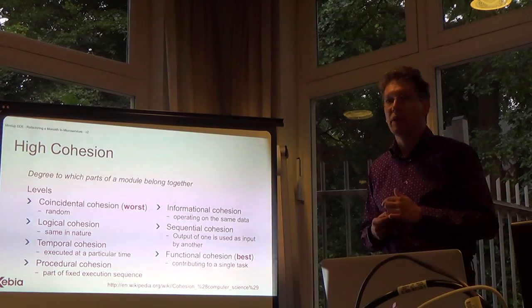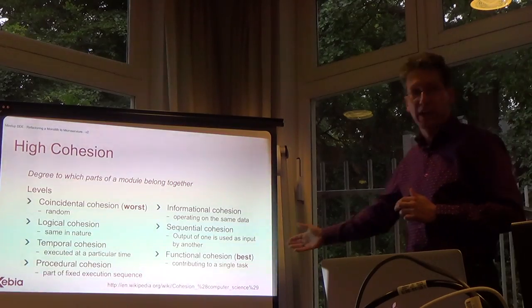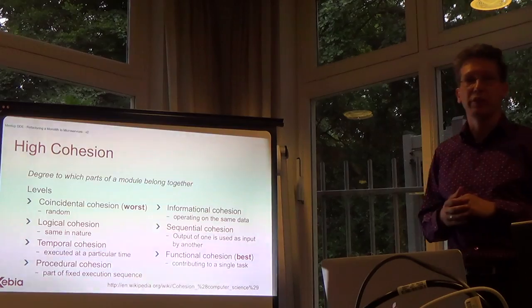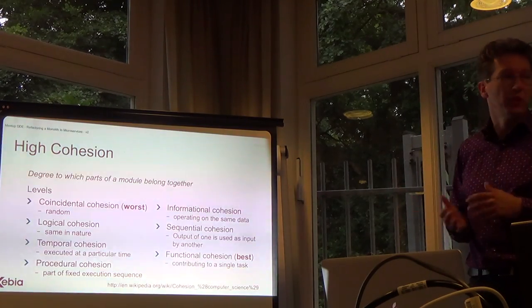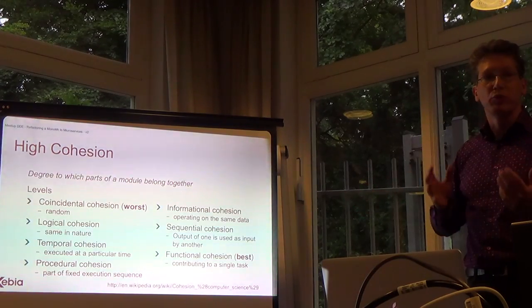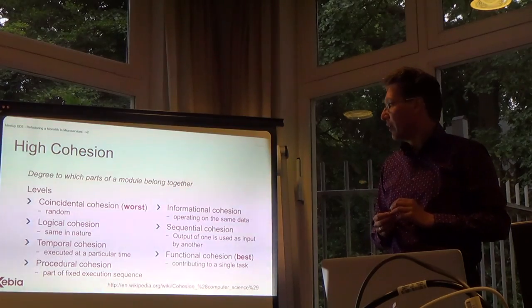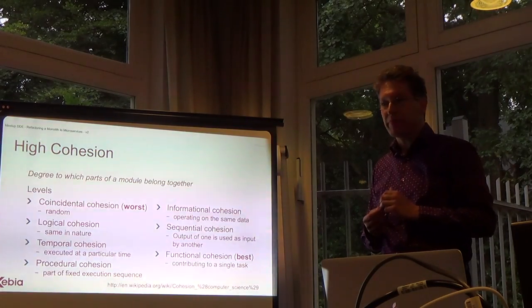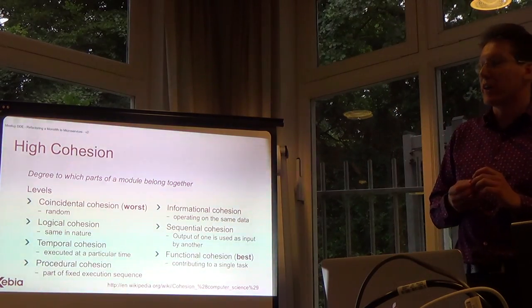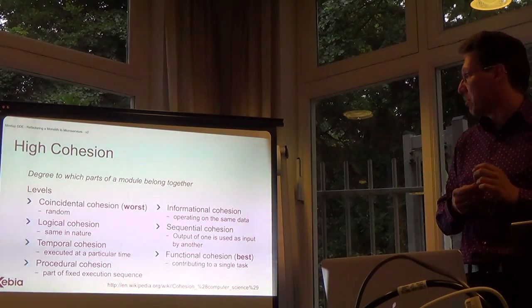Functional cohesion, where the actual components contribute to a single task. Here it also says it's the best cohesion, because this relates to the autonomous business capabilities. If the components that contribute to that capability are put together, then you can really see how they relate to each other and modify them without affecting other capabilities.